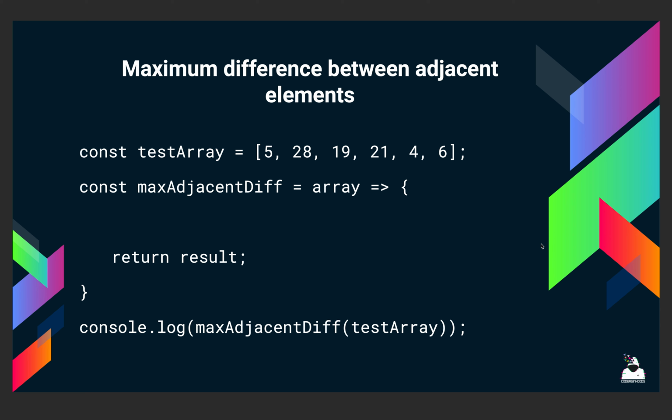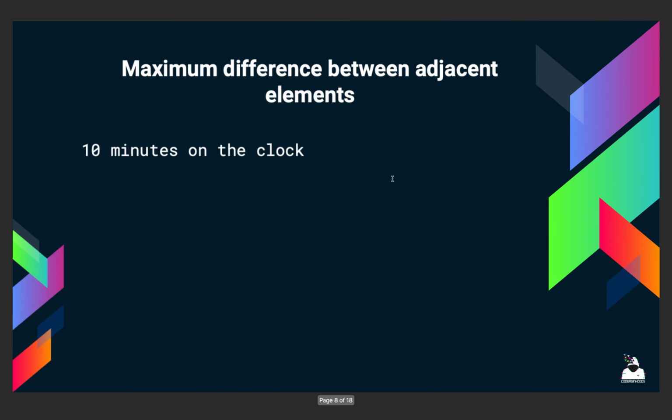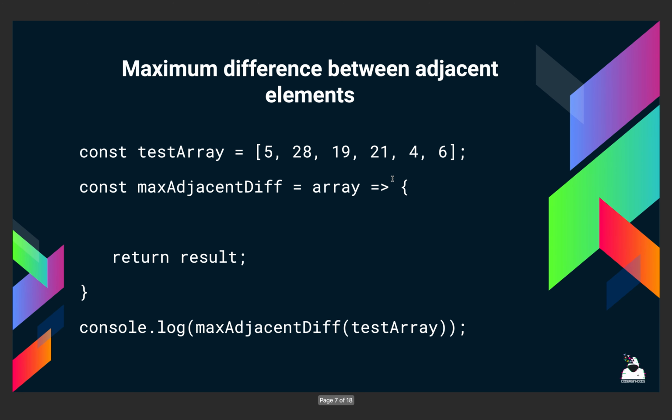So now we have an updated problem. We want the maximum difference between adjacent elements. So is this the maximum difference between these two? In this case, it'll be good to use some kind of loop, because you're just looking for the differences between two values that are adjacent to one another. How much time do we have for this one? 10 minutes, so less than before. You could take 3 minutes to think about how you would approach it.